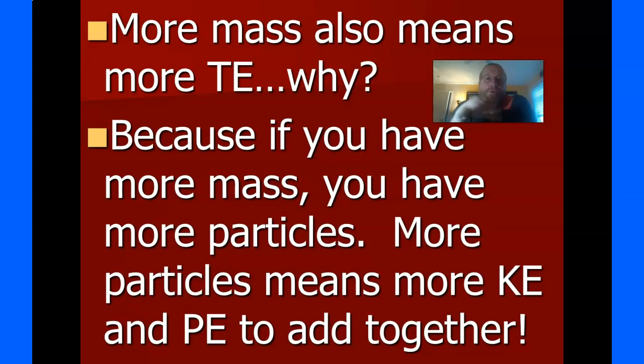Temperature and mass both control thermal energy. Okay? Okay.